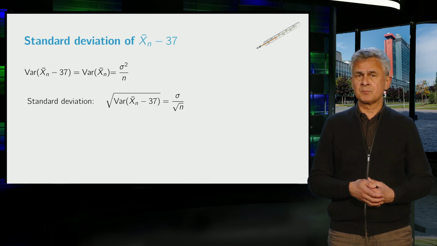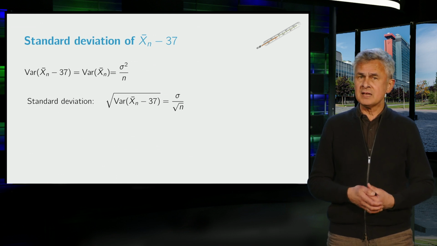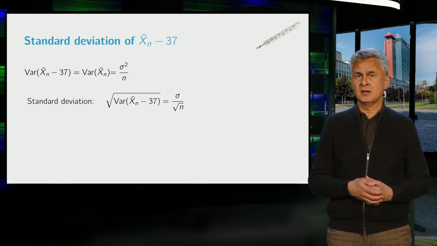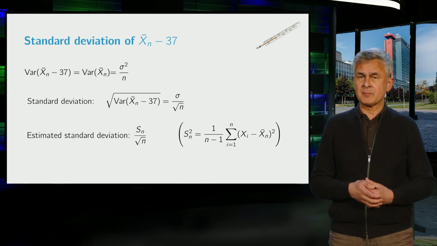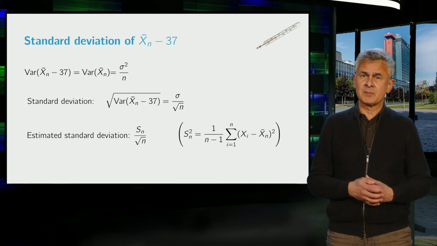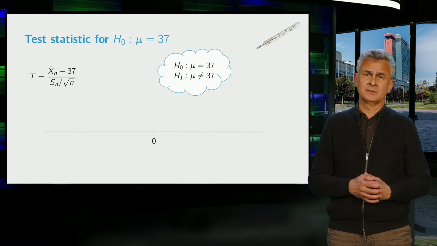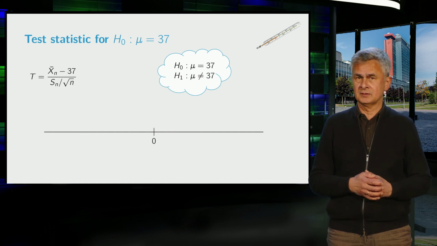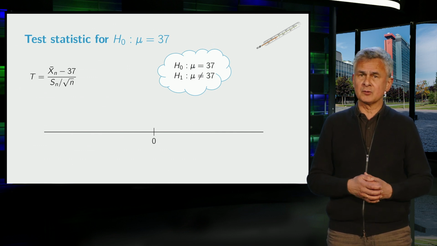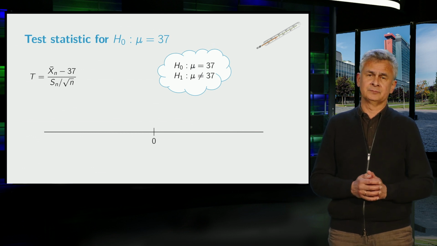Now, to consider x bar minus 37 relative to its standard deviation means that we have to divide this difference by sigma over square root n. However, since sigma is unknown, we replace sigma by the sample standard deviation s_n. This leads to the following test statistic for the null hypothesis. Well, let us find out which values of t are in favor of the null hypothesis and which are in favor of the alternative.